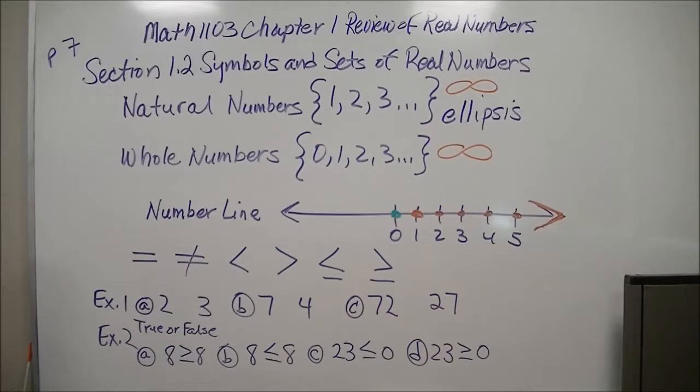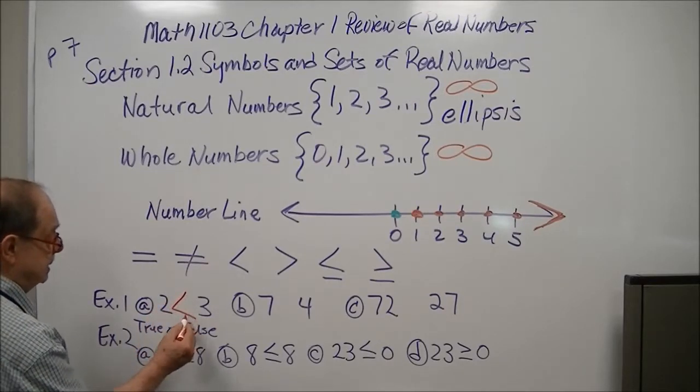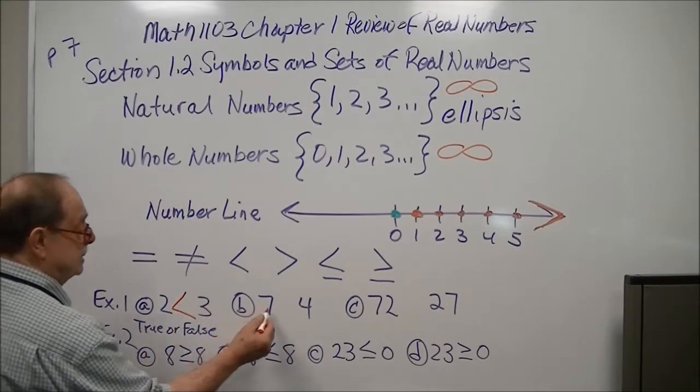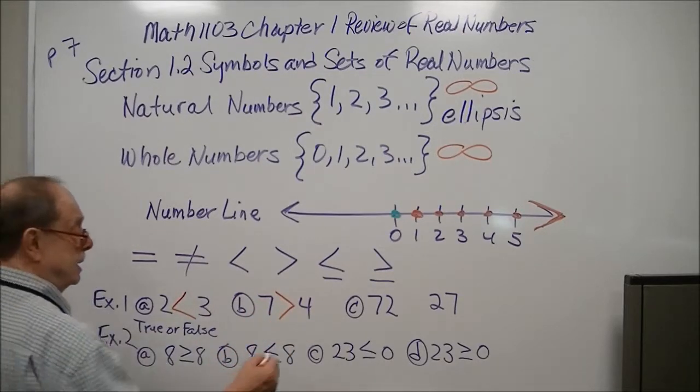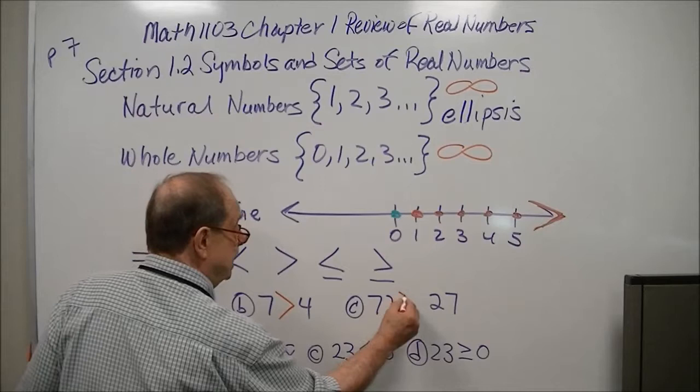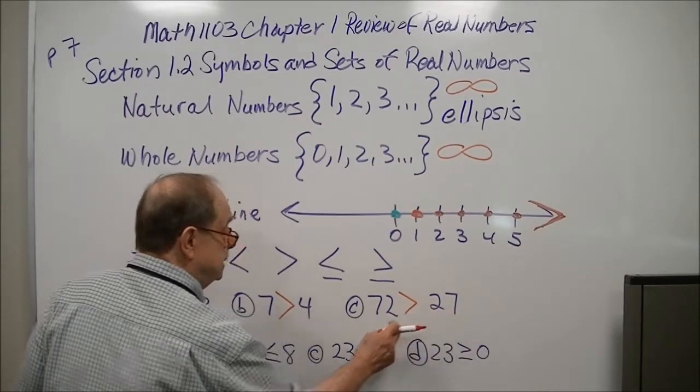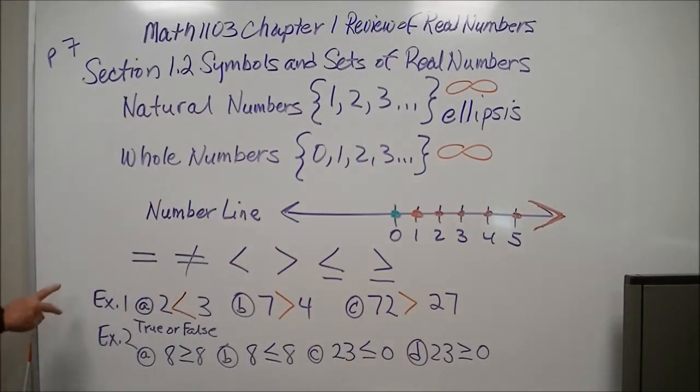So for our first example, and again, these are all worked out in your textbook, 2 is going to be less than 3. 7 is greater than 4. 72 is greater than 27. Now you're going to have an opportunity to do these in the practice, and then later the quiz me. And as you gain your mastery points, you're preparing for the test on Chapter 1.